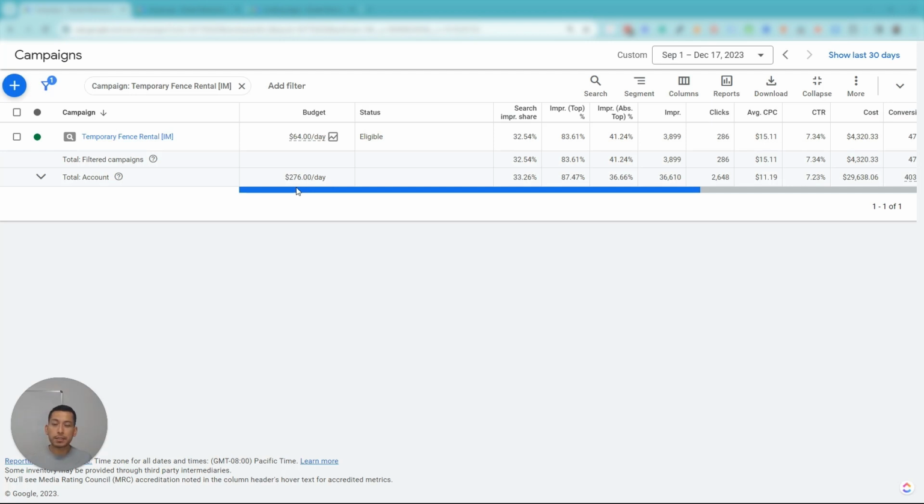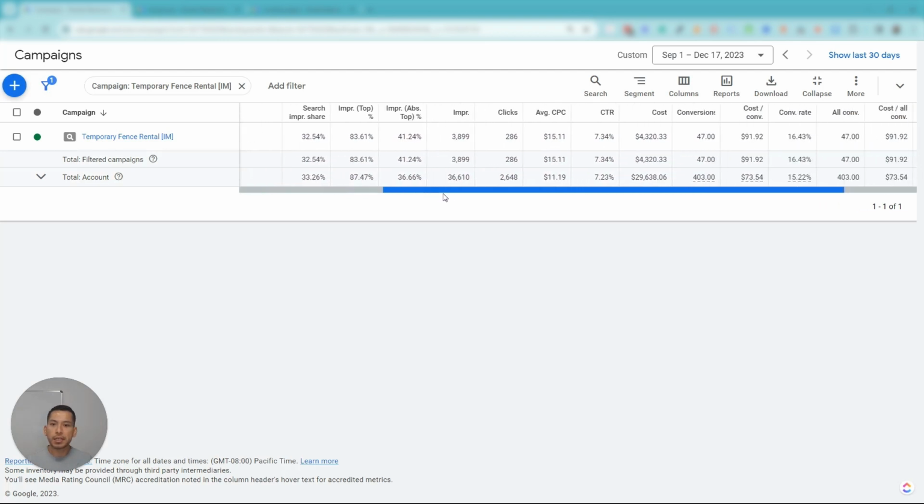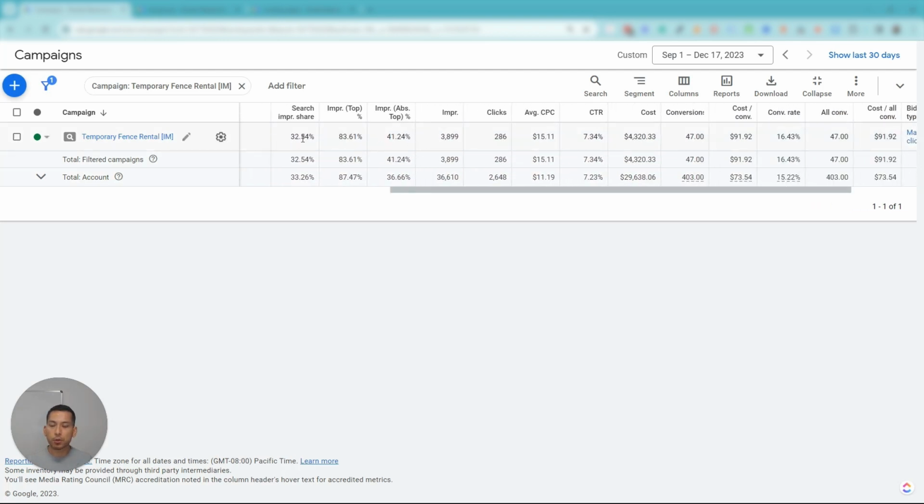All right, let's take a look at some of these metrics here. The campaign is set to $64 per day, and see we got some advanced columns here like search impression share. It's basically telling us we're not at 100% of the market share yet. We still have room to grow this campaign. So let's take a look at impressions, 3,899 over this period of time, right? I'm not just going to show the last 30 days because it is Q4.